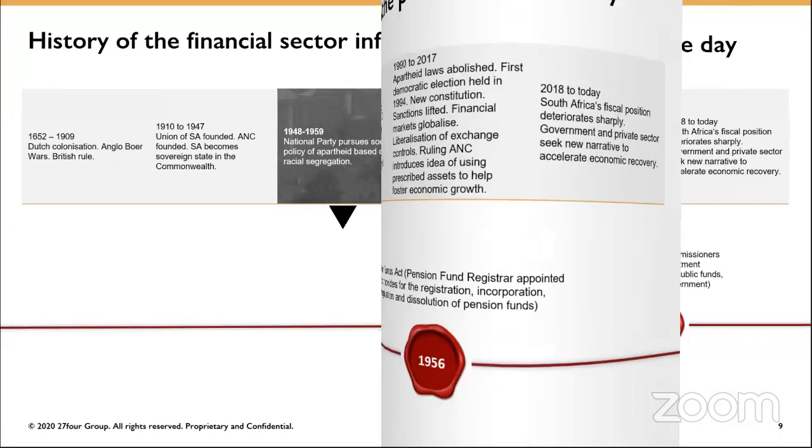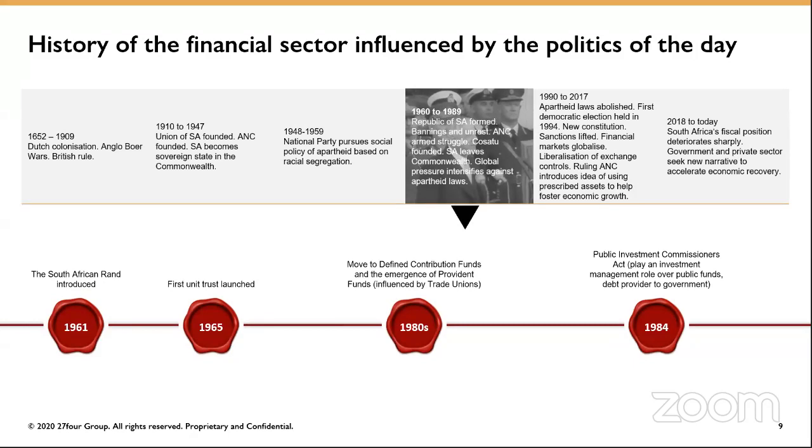If we move on to the next critical period for the savings sector, was the period 1960 to just before democracy. We saw our first unit trust launched in 1965 by a company called Sage, which some of you may remember. But most importantly, we have to talk about the apartheid legislation, which polarized Africans from the formalized savings environment and how we were allowed to save during that environment.